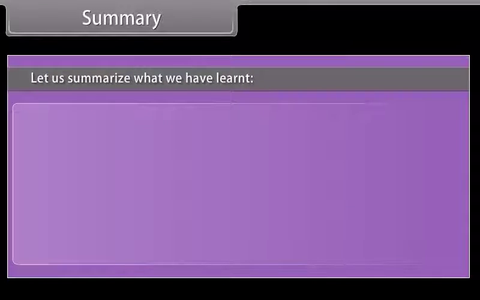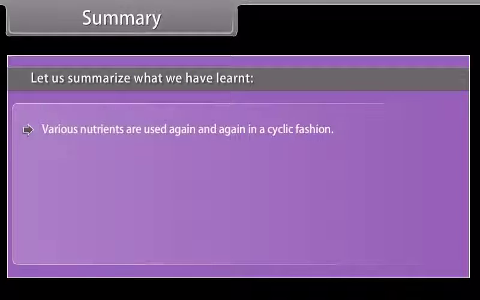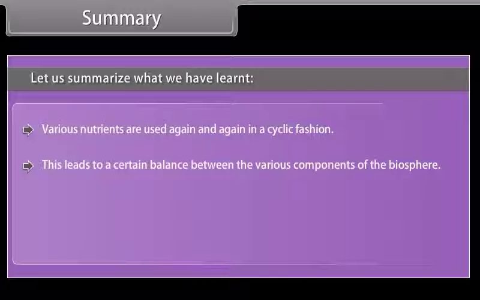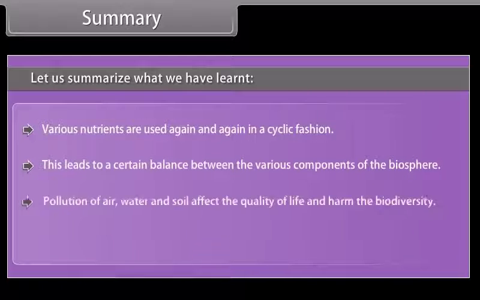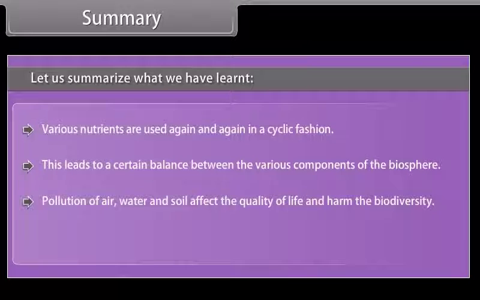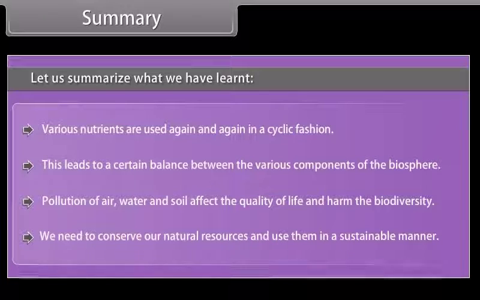Summary. Let us summarize what we have learned. Various nutrients are used again and again in a cyclic fashion. This leads to a certain balance between the various components of the biosphere. Pollution of air, water, and soil affect the quality of life and harm the biodiversity. We need to conserve our natural resources and use them in a sustainable manner.